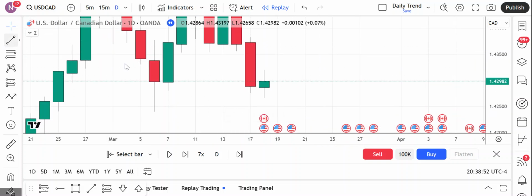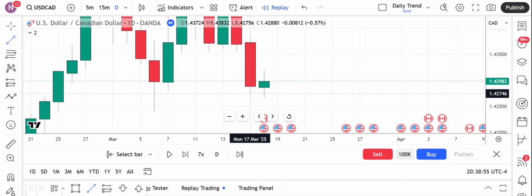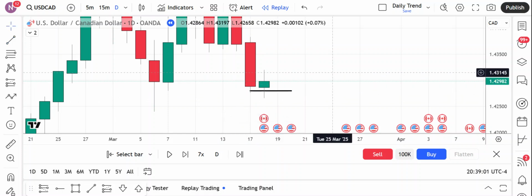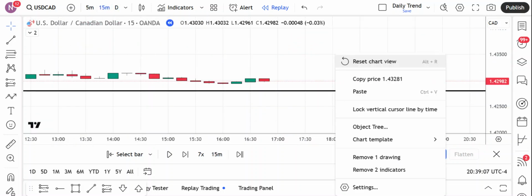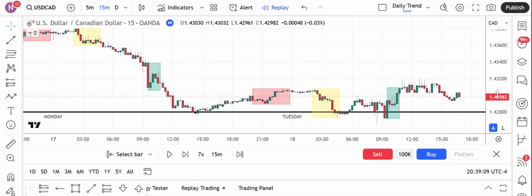So what is my bias according to what I just described to you? Long. I'm only looking at the prior low of the day. And I want to see price go below it, ideally between the hours of 2 and 5 a.m. Eastern Standard Time, the London session. So let's take a look and see what happened.